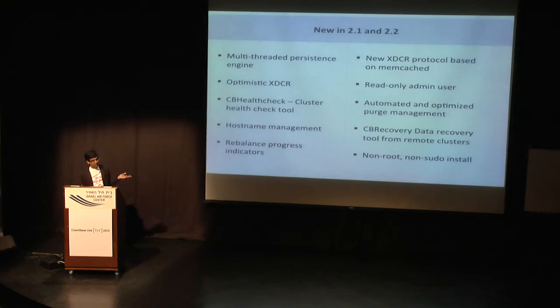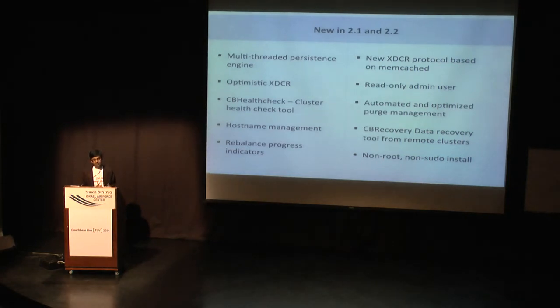This is our previous releases. Very quickly, I'll go over this so that I can cover the newer release next. In 2.1 and 2.2, we provide a multi-threaded persistence engine. Previously, you could have only a few threads in the engine. Now we actually allow you to configure multiple threads for each bucket in the engine, so you can have much more efficient read and write.